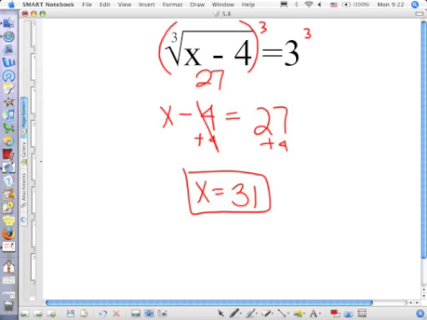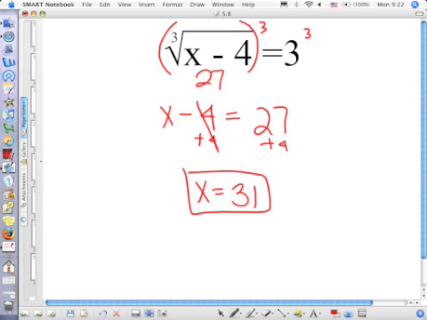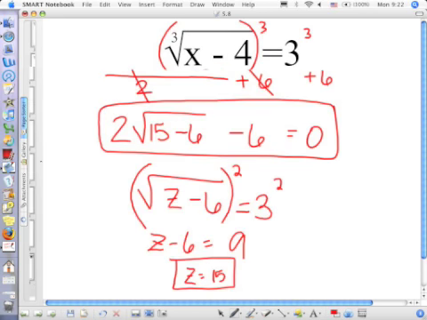X equals 31. Now you may be saying, well, it always checks. Why do I have to waste my time checking? Because it may not always check. Did I skip one?